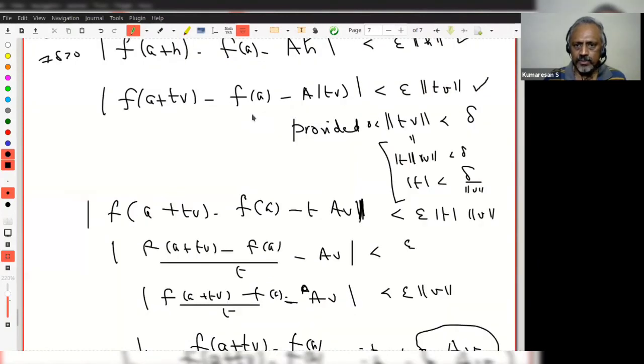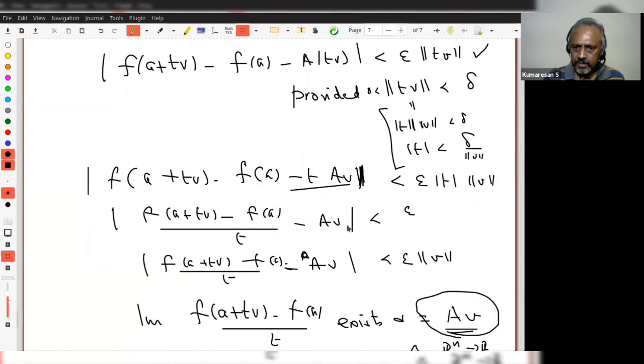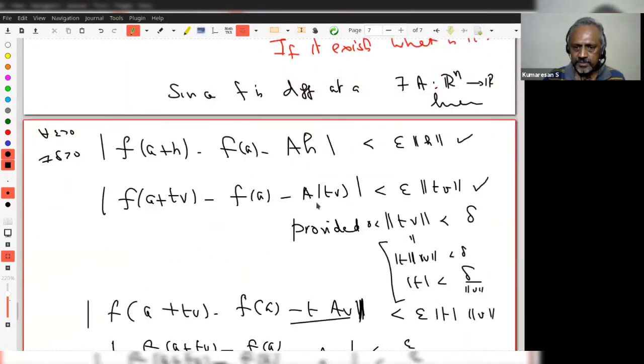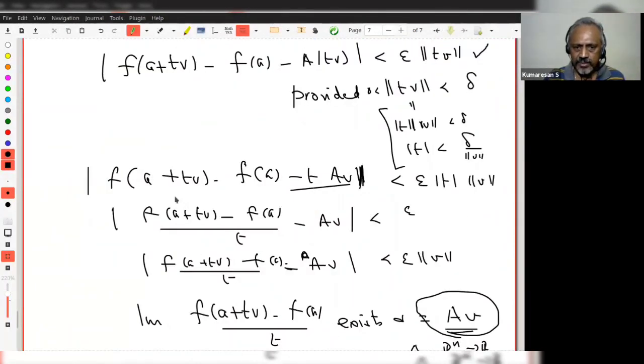Okay. Now what do I do? I'm using the fact A is linear, therefore t can be pulled out. Do you understand this one, how it came? Say yes, if you understand. Right? Now what do I want to do? I want to look at this limit, therefore I have to bring the difference quotient. So what do I do? This t, I divide everything by t.